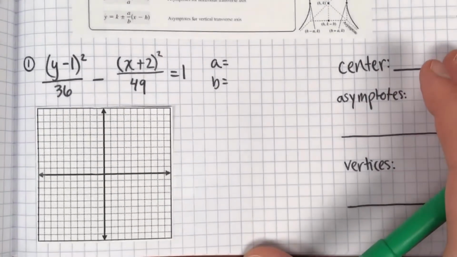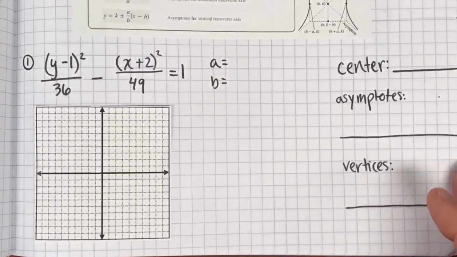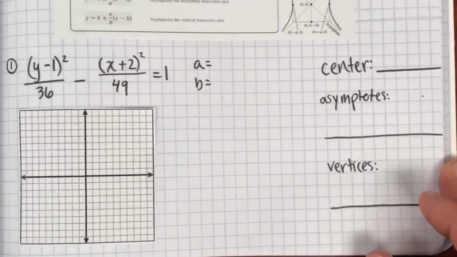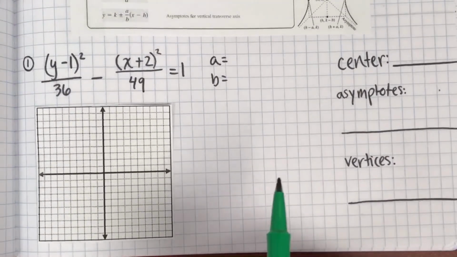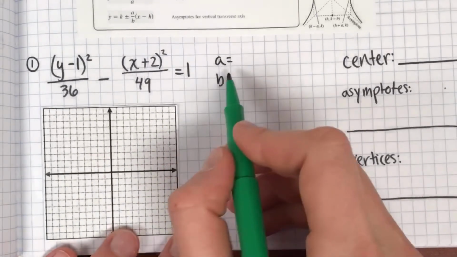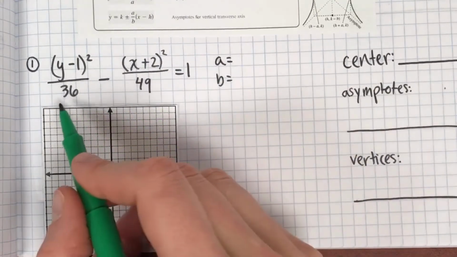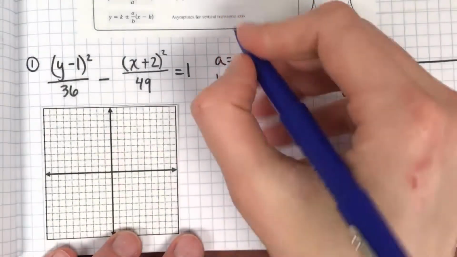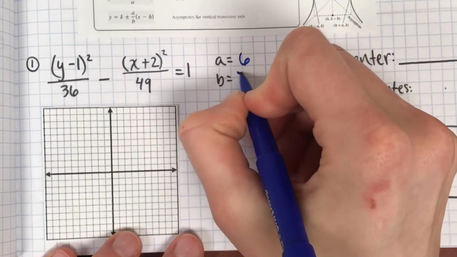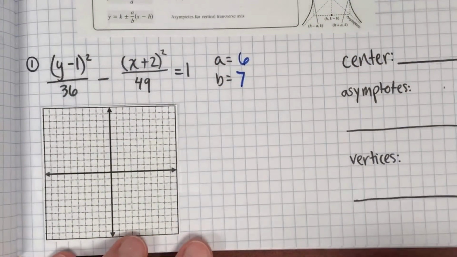So let's go ahead and get started. Our first problem, let's go ahead and find our a and b values. Remember, a is always first. So here our a value would be 6, our b value would be 7.